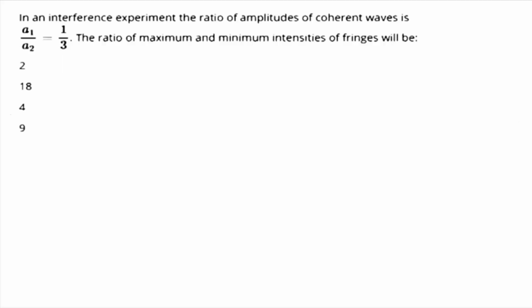Thank you. Hello, the problem states that in an interference pattern experiment, the ratio of the amplitudes of the coherent waves A1 by A2 is 1:3. Then we have to find the ratio of the maximum and the minimum intensity of the fringes. So let's understand the concept. We are given the ratio of the amplitudes.